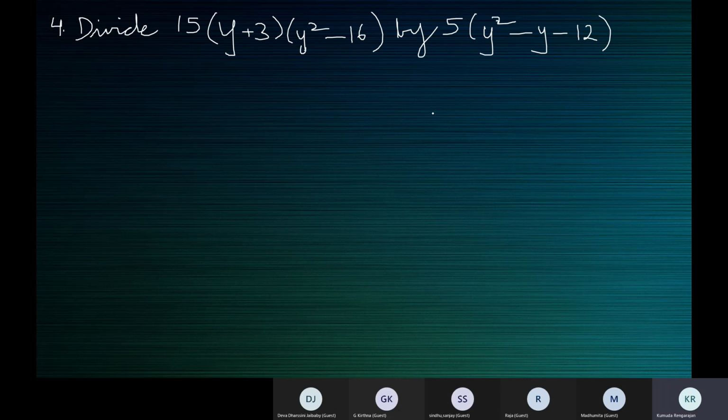Divide 15 into y plus 3 into y square minus 16 by 5 into y square minus y minus 12. So here you have to factorize the numerator as well as the denominator. Step 1, factorize the numerator. Step 2, factorize the denominator. Step 3, divide.